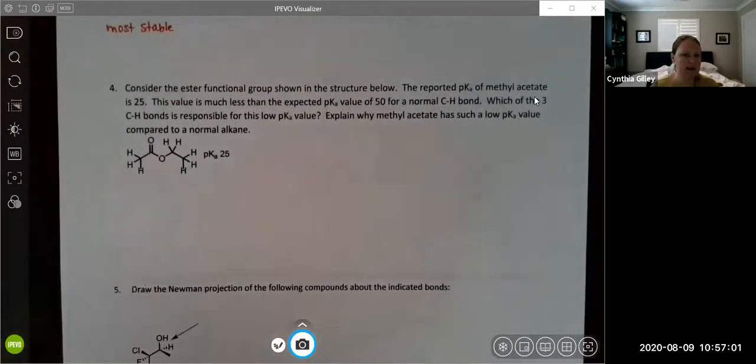Moving on to question number 4. Consider the ester functional group shown in the structure below. The reported pKa of methyl acetate is 25. This value is much less than the expected pKa value of 50 for a normal carbon-hydrogen bond, particularly where the carbon is sp3 hybridized. Which of the CH bonds is responsible for the low pKa value? Explain why methyl acetate has such a low pKa value compared to a normal alkane.